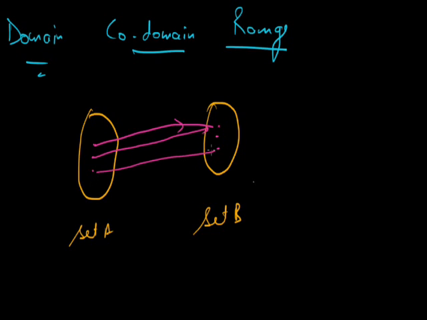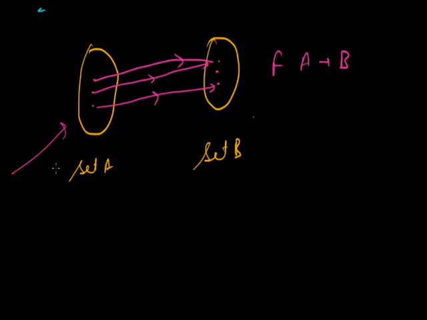Let's say this, right? Now this is A, this is B. I can say function F, and the direction is from set A to set B, different from B to A. The domain is what? All the elements of set A for which the function is defined is called the domain. It means first the function is defined, and all the elements of set A are called the domain.